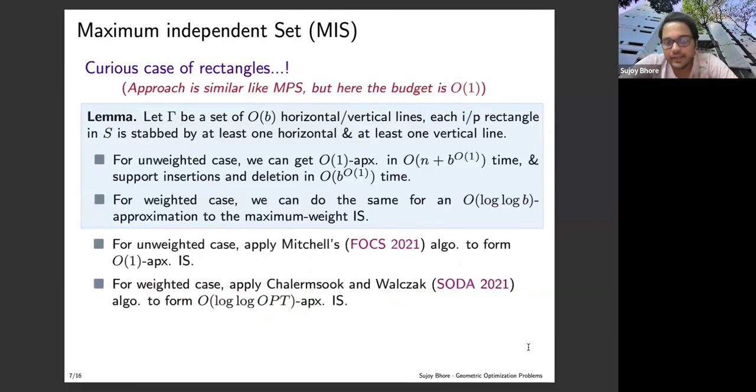So for the unweighted case, one can simply apply Mitchell's algorithm to get a constant factor approximation. However, for the weighted case, there is another breakthrough by Pareniya and Bartos from SODA 21, where they gave a log opt approximation for the independent set. And I should also point out that in that paper, they also answer another important open question, about the chromatic number of the rectangle intersection graph, which was earlier omega squared. They got it down to omega log omega, which is also a very nice improvement.